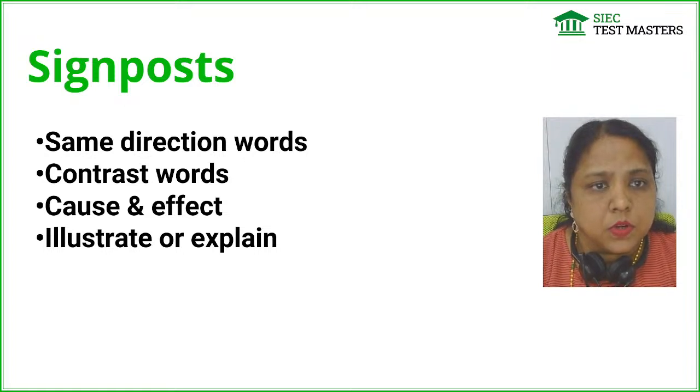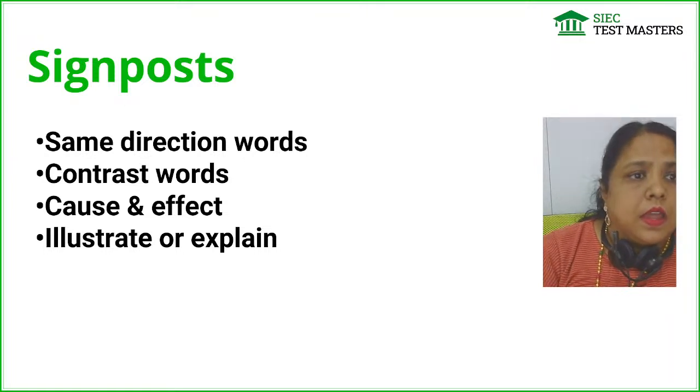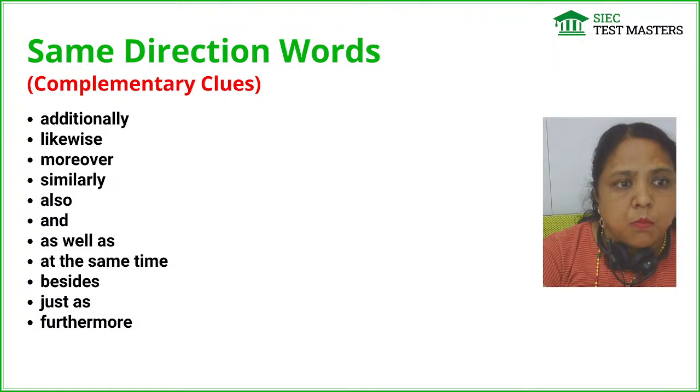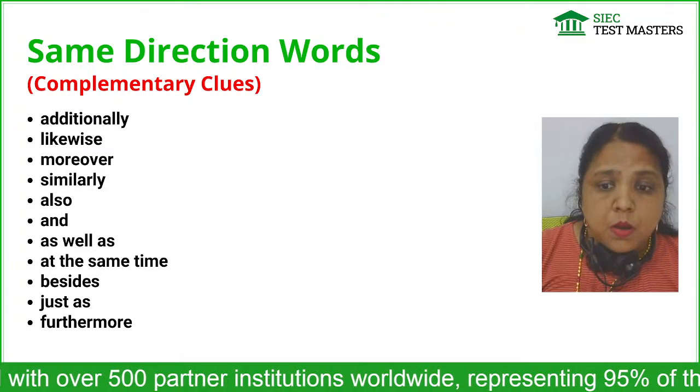Let us look at same direction words. If you get words like additionally, likewise, moreover, similarly, also, as well as, at the same time, besides, just as, furthermore in the sentence, it means the two clauses are going in the same direction. For example, John is not well. Similarly, his brother is also sick. So similarly is a word that adds to the point.